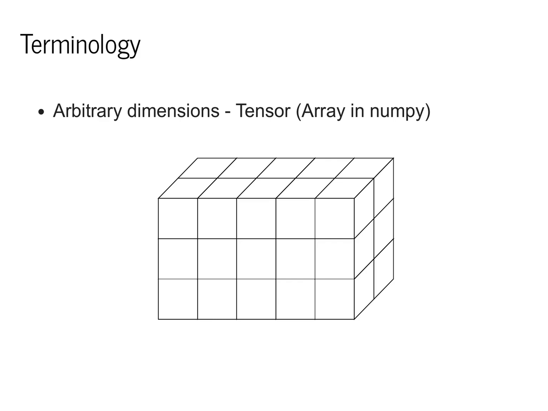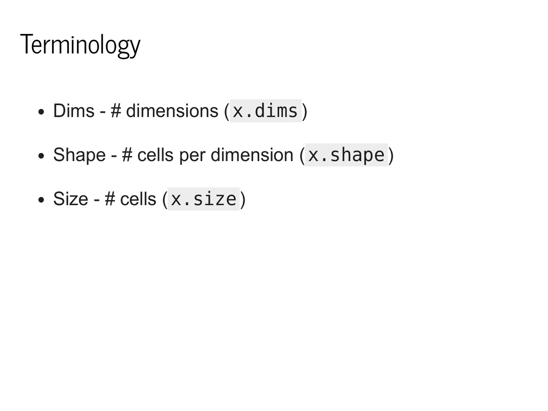When working with arbitrary dimensions, we just refer to it as a tensor. This is identical to the array object that you might be used to from NumPy. When working with three-dimensional tensors, the first dimension will be the depth, the second will be the rows, and the third will be the columns. The terminology that we'll use is dimensions when referring to each of the axes. Shape will refer to the number of cells per dimension, and size will be the total number of cells. The size of a tensor is the product of the shape. So if the shape is 5 by 3, the size will be 15.